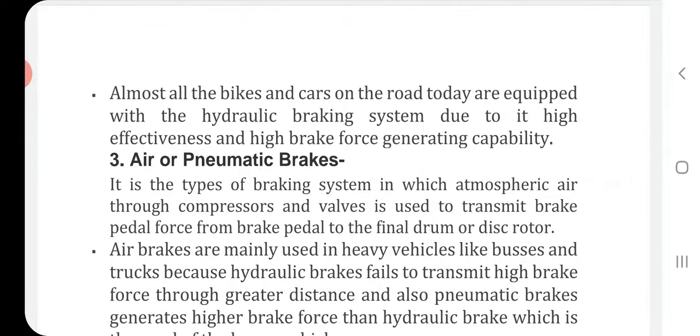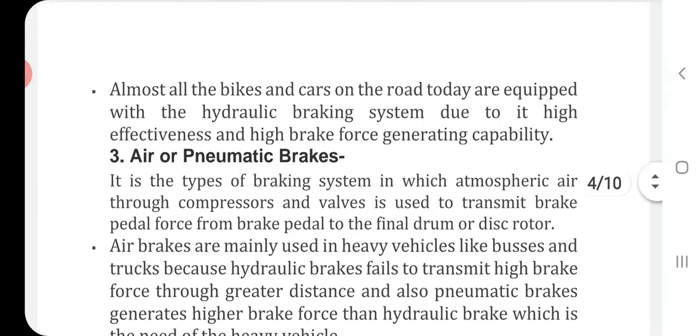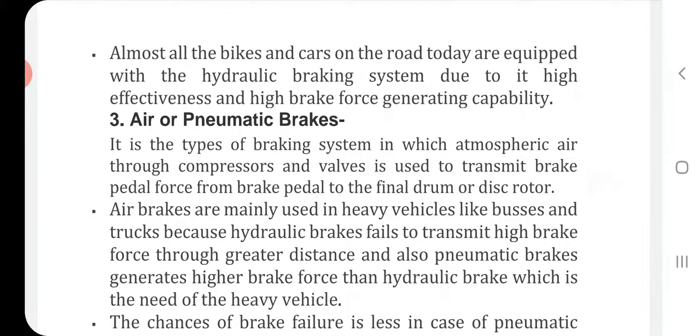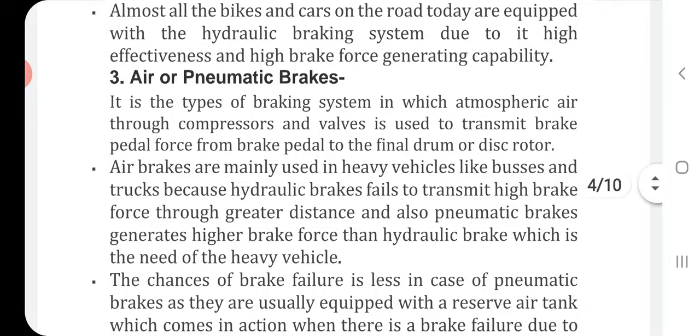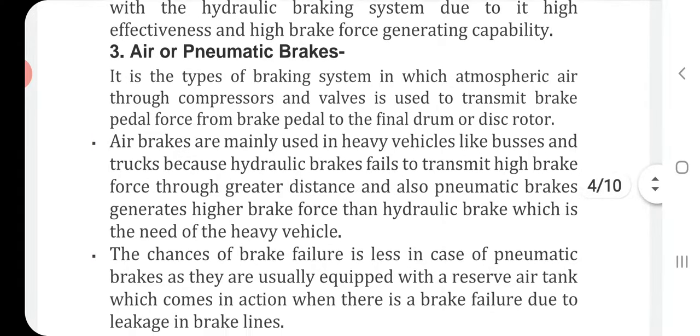So the next one is the air or pneumatic braking system. In most of the heavy vehicles, in your buses, we use this pneumatic braking system. It is the type of braking system in which atmospheric air through compressors and valves is used to transmit the brake pedal force from the brake pedal to the final drum or the disc rotor. Air brakes are mainly used in heavy vehicles like buses and trucks because hydraulic brakes fail to transmit high brake force through greater distance. So this is, we can say, a small disadvantage of the hydraulic braking system.